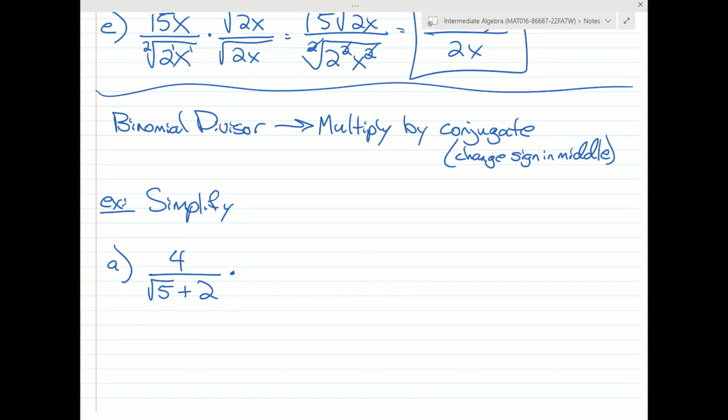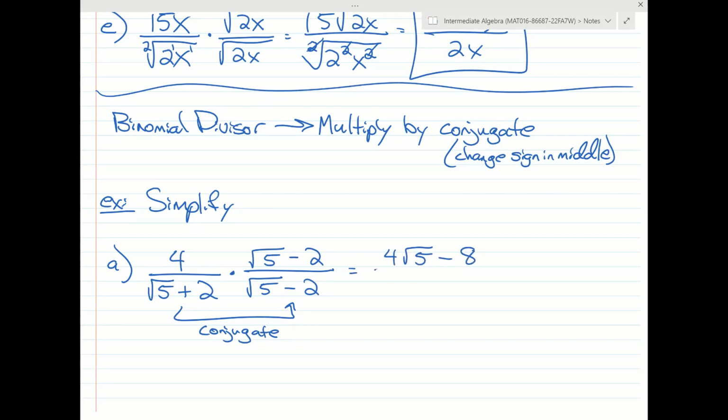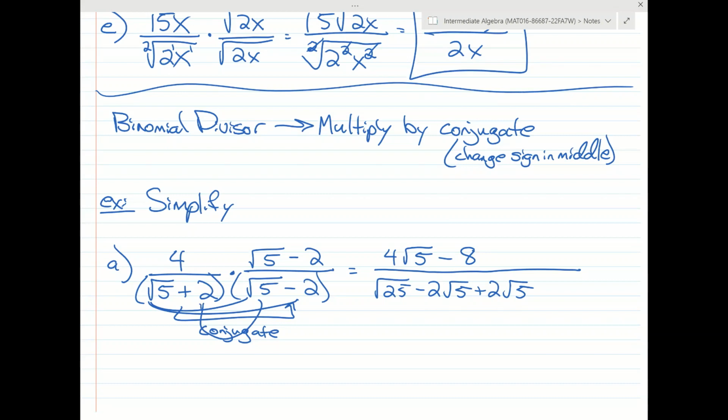So if we're multiplying with 2 terms on the bottom, we multiply by root 5 minus root 2. You change the sign in the middle. This is called the conjugate. And on top, we just get 4 root 5 minus 8. On the bottom, if we distribute, this would be the square root of 25 minus 2 root 5 plus 2 root 5 minus 4.